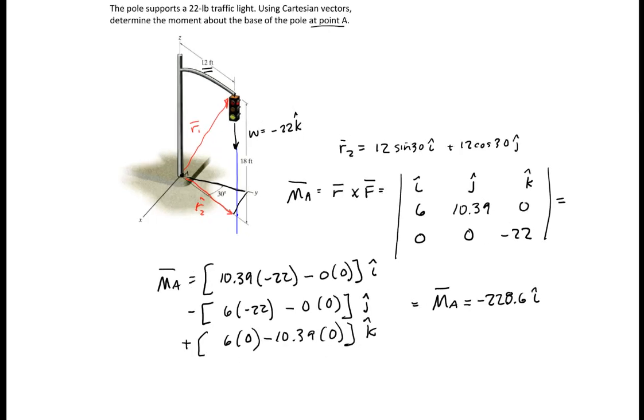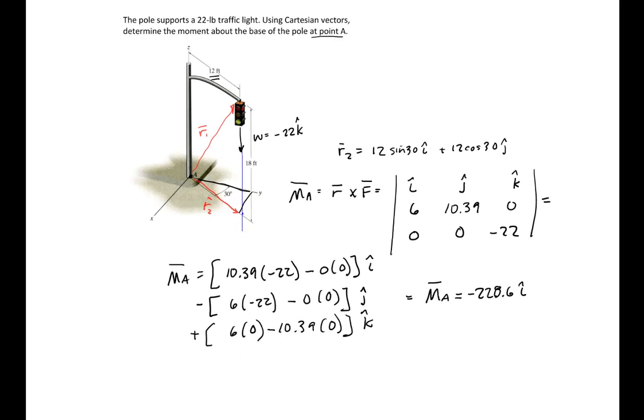Let me zoom out just a little bit here so I can get it all in. Negative 228.6 plus 132.0 in the j direction. And that's the answer that we're looking for.